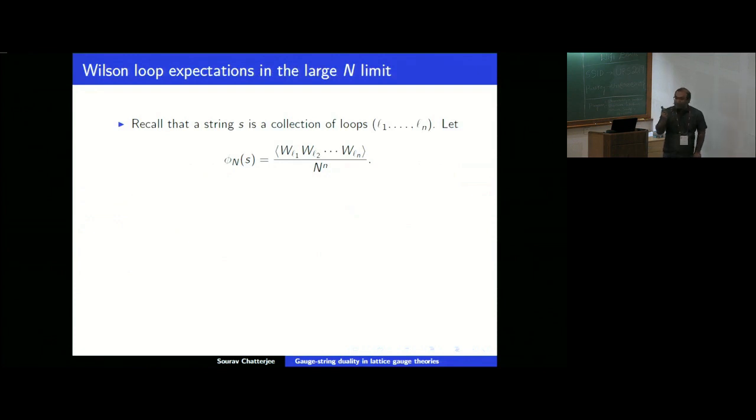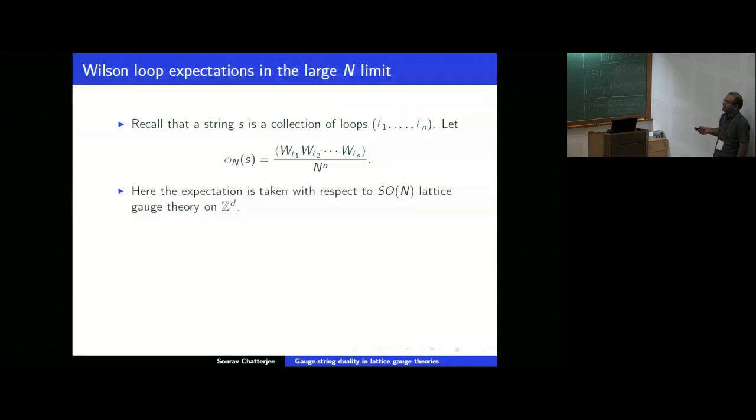So let's talk about lattice gauge theories now, again in the 't Hooft scaling. Recall that you have a string S, which is a collection of loops, and phi_n of S, now I'm putting a subscript n, is the expectation of a product of Wilson loop variables divided by N to the n. And here the expectation is with respect to SO(N) lattice gauge theory on Z^d.